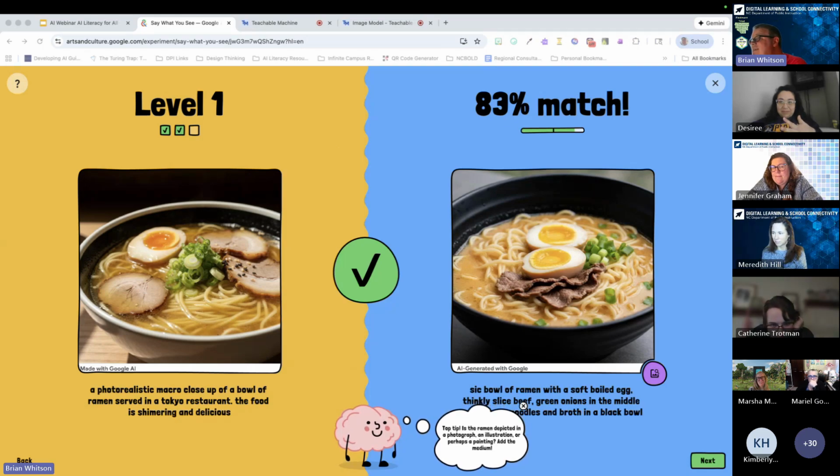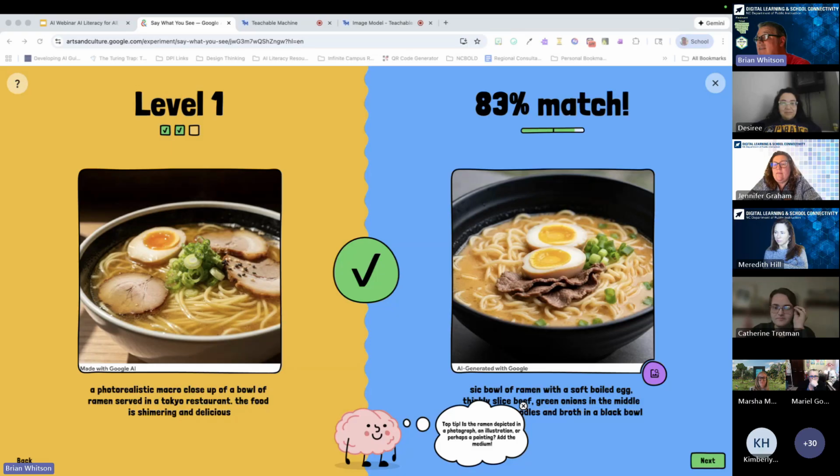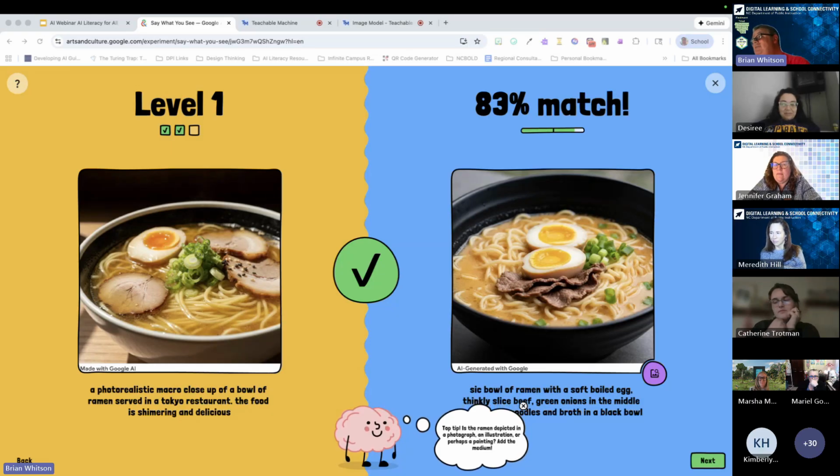So Jennifer has shared, and I love this idea, using AI to create images based on the content area vocabulary, and then students can practice. Yes, they have access to a tool. I love that. So awesome.